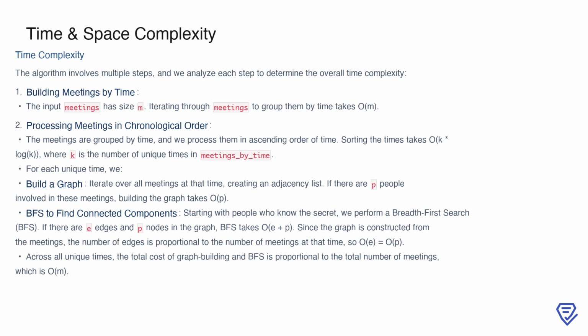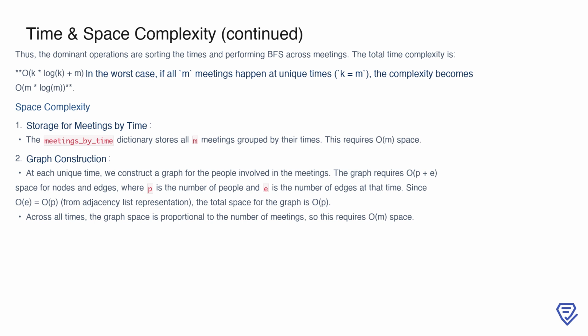When we consider all unique times, the total cost of building graphs and performing BFS across these meetings is proportional to the total number of meetings, which is m. Now that we have broken down the steps, the dominant operations in this algorithm are sorting the unique times and performing BFS across the meetings. Combining these, the total time complexity is k*log k plus m. In the worst case, if all m meetings happen at unique times, meaning k equals m, the time complexity becomes m*log m.